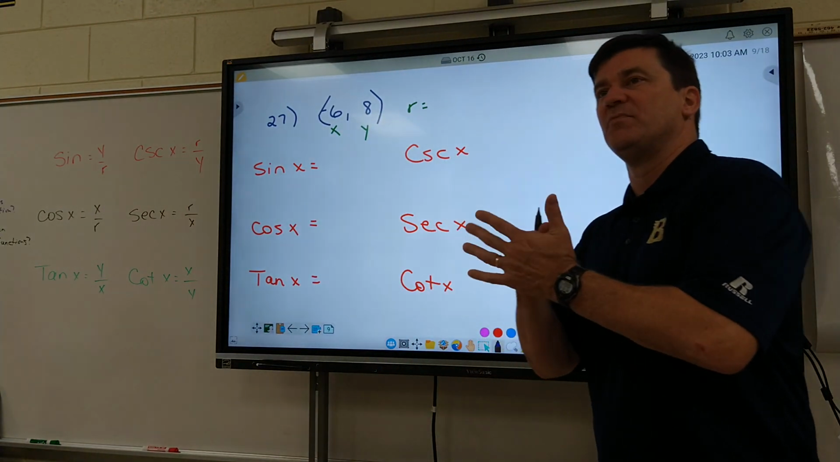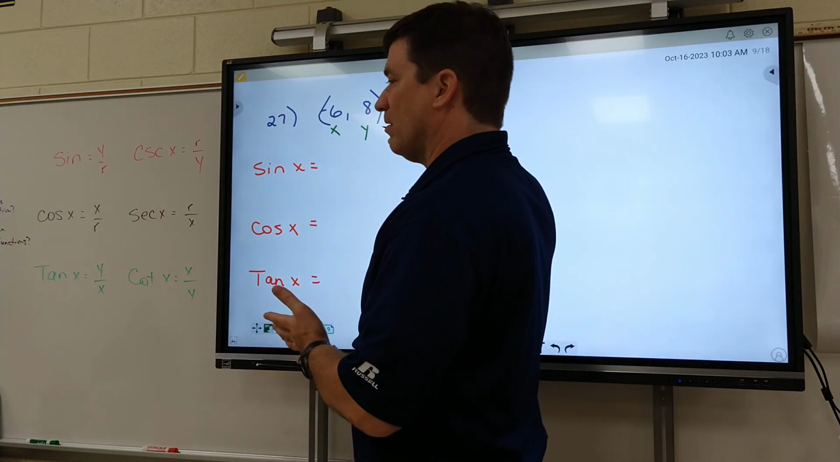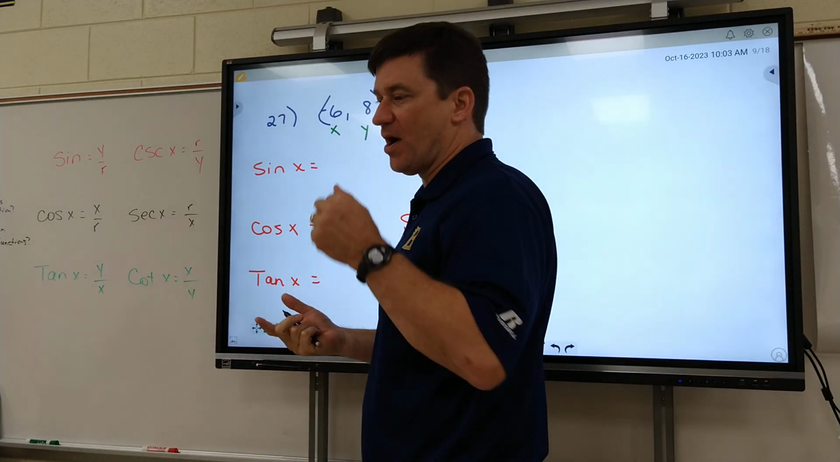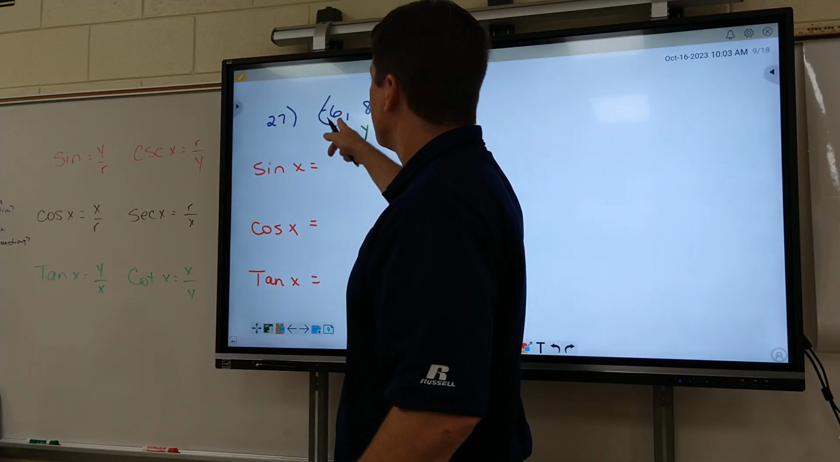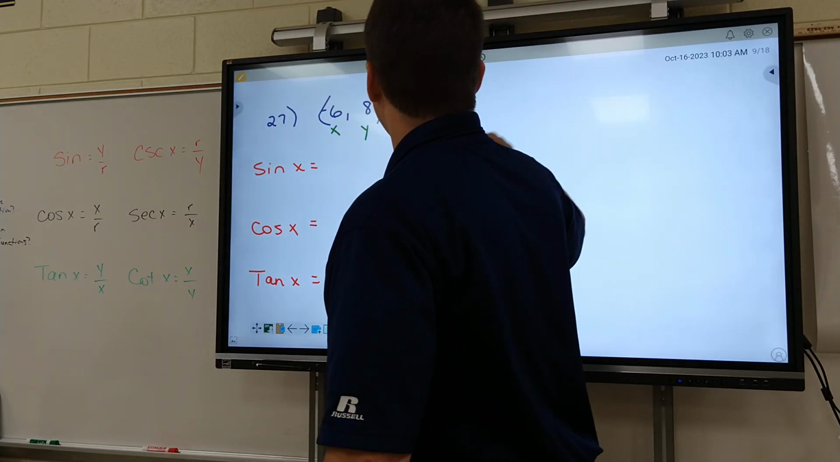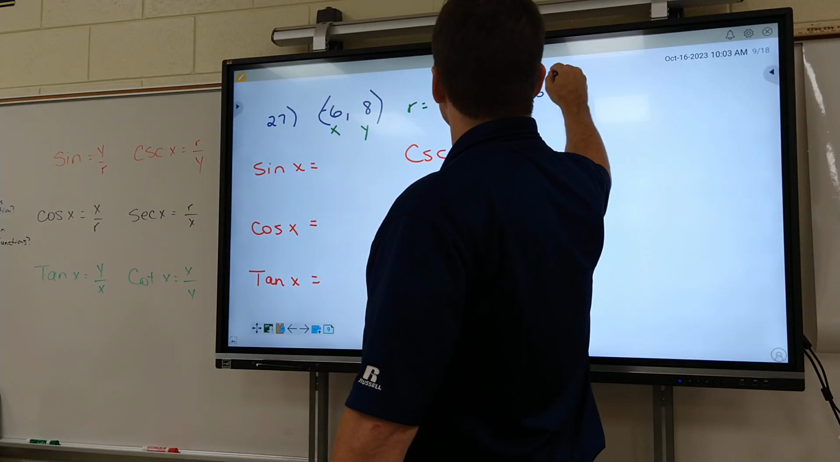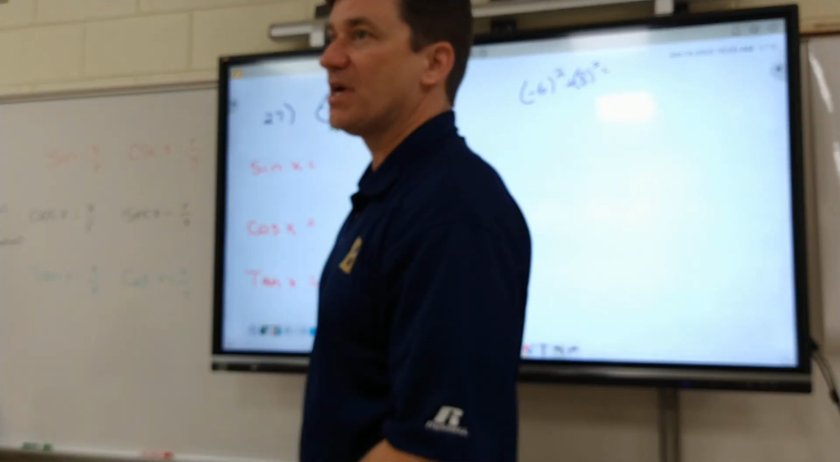All right, 27 is the easy one. Nobody's going to miss 27. You got to find your R. And I'm not going to make you draw a triangle on this one, even though I've got a place for you to. All you got to do is a squared plus b squared equals c squared. So Ashlyn, in your calculator, you'll do -6 squared plus 8 squared. Tell me what that equals. Type it in.